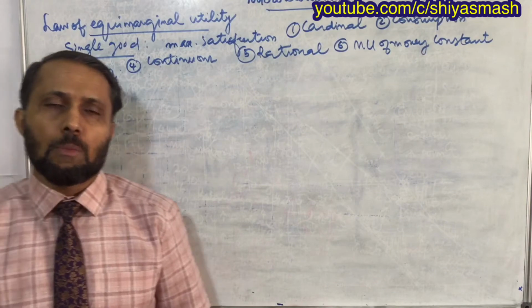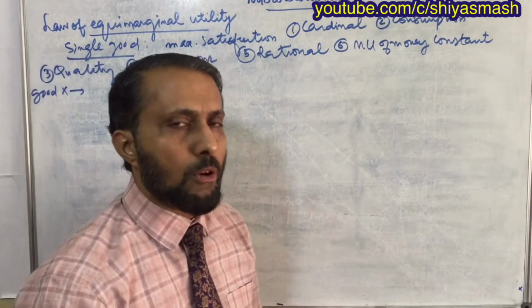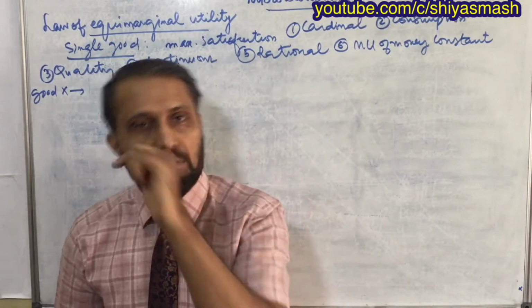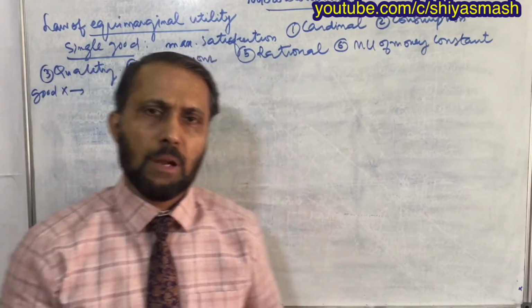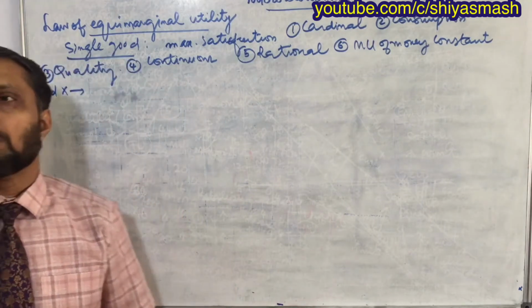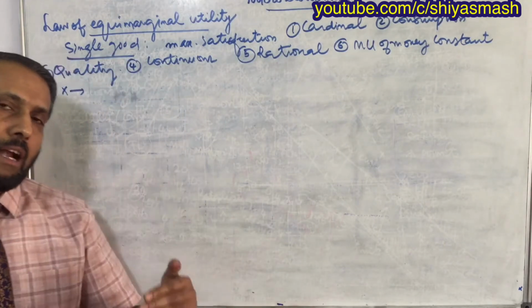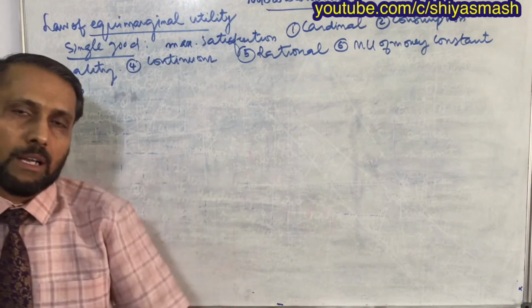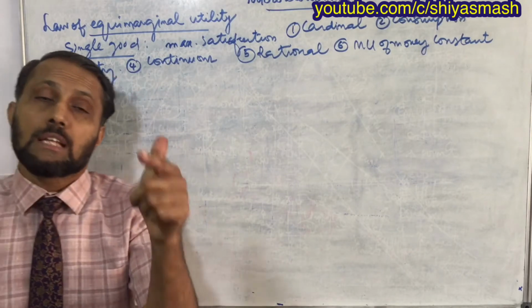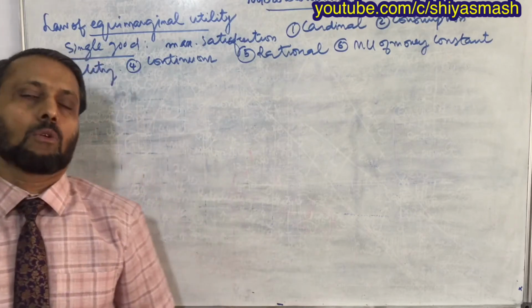Definitely, if the consumer spends some amount for the purchase of a commodity, he will try to obtain maximum satisfaction from the consumption, because he wants maximum utility from the commodity. Understood? And definitely before buying the commodity, we will check the price of the commodity and how much utility we can derive from it.